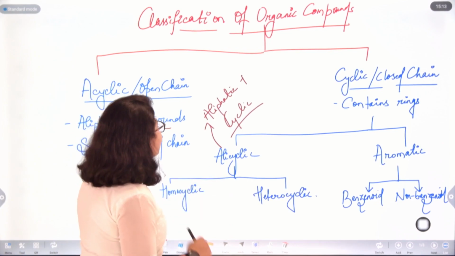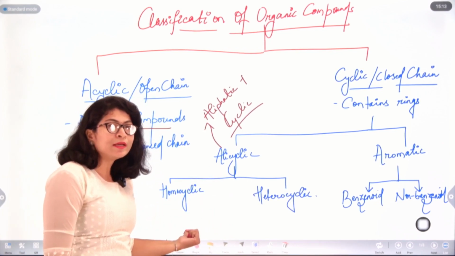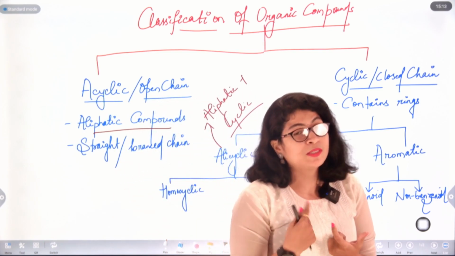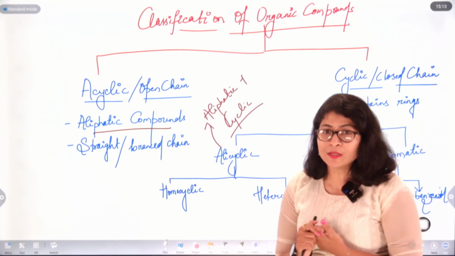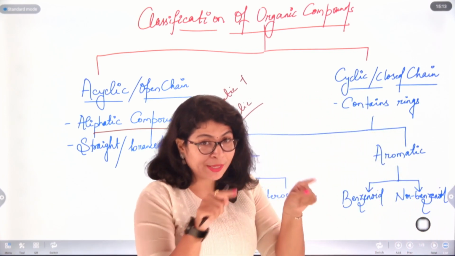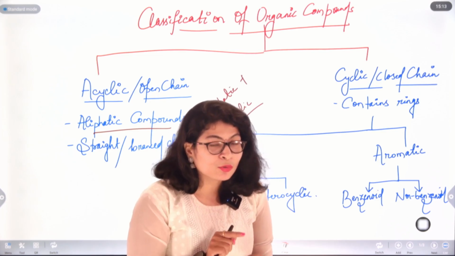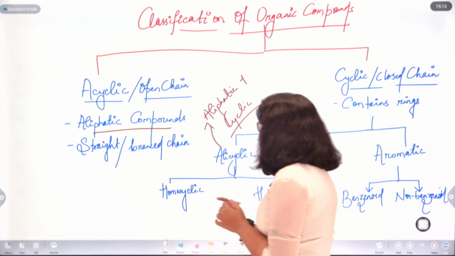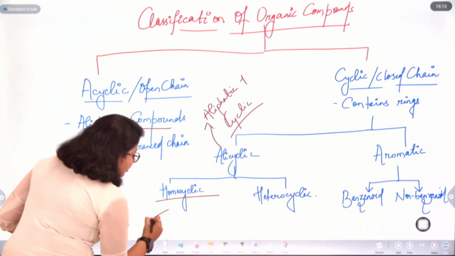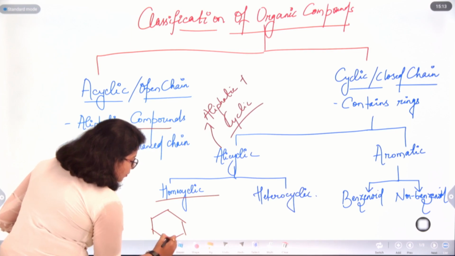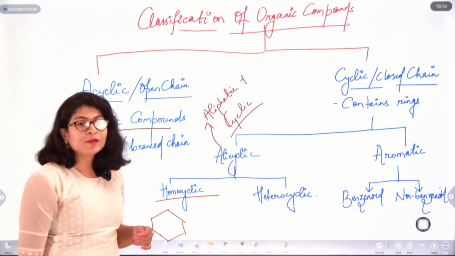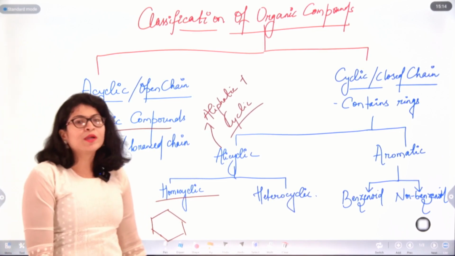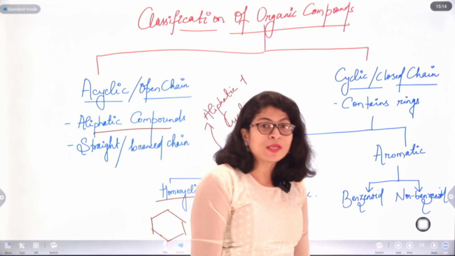So alicyclic compounds are further classified into homocyclic and heterocyclic. Now what do you mean by homo? Homo symbolizes same, right? So if in a carbon ring or in a chain all the atoms are carbon and hydrogen only, then they fall under the category of homocyclic. If I give an example of a homocyclic compound, this is cyclohexane. Here all the atoms present in the ring are carbon and hydrogen. That's why it falls under the category of homocyclic compounds.